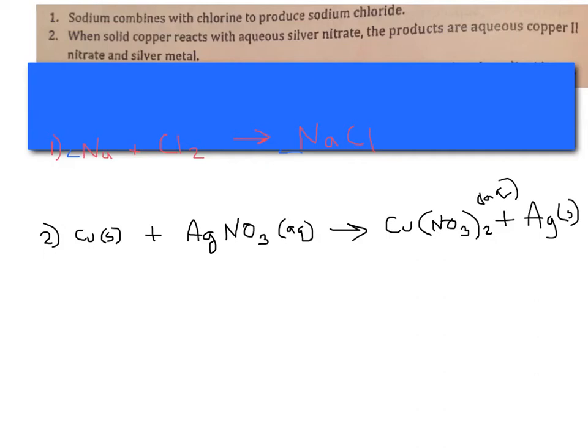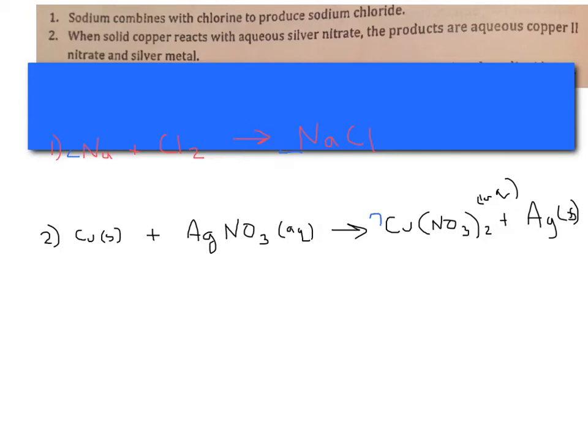So now we go through and start balancing. We have 1 copper on the left, 1 copper on the right, 1 silver on the left, 1 silver on the right, 1 nitrate on the left, but 2 nitrates. That's one thing we should probably talk about. It's usually helpful to treat those polyatomic ions as a single particle. So 1 nitrate on the left, 2 on the right, which means we need a coefficient.